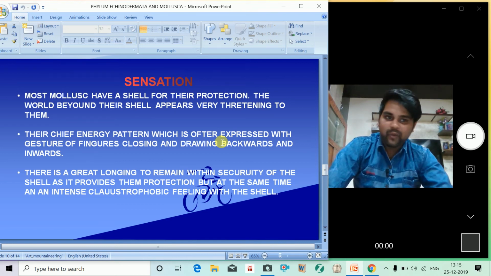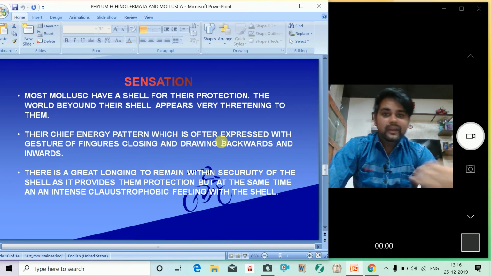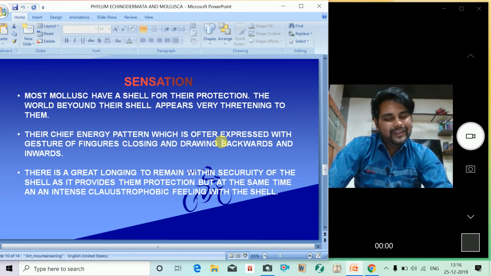The theme of I versus me in the animal kingdom. Their chief energy pattern is often expressed with the gesture of fingers closing and drawing backward and inward. They have the gesture like this. Often the patient of the mollusk will have these gestures.